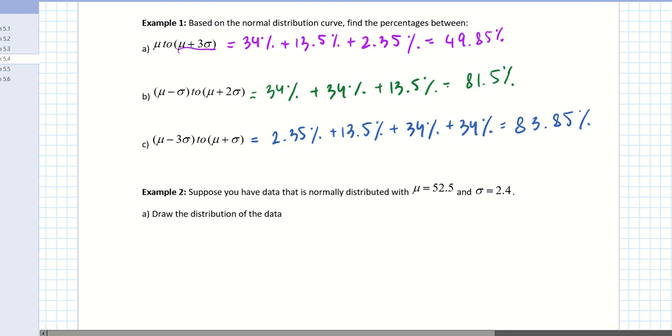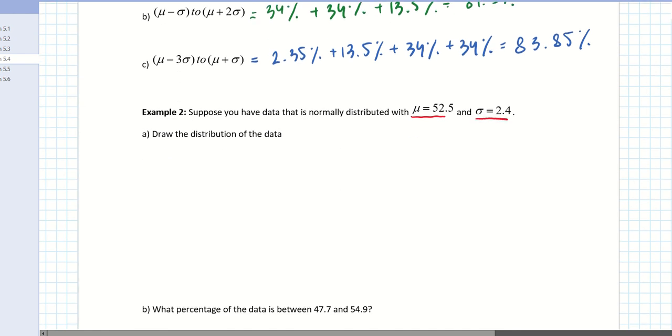Now, the next question, it says, suppose they have data that is normally distributed with the mean of 52.5 and sigma 2.4. So it says here, draw distribution of the data. So notice here, we're given the mean, actual value. Before we're just given mu, no value at all. Now we're given the values for both the mean and the standard deviation. So we're gonna draw the curve here.